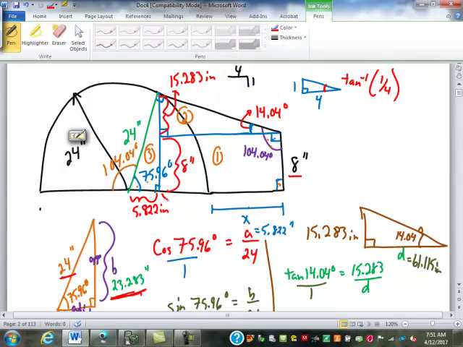So up here, this dimension is the same as the one here. This is really the one I just found, was this up here. But this one down here is the same, that's 61.115.